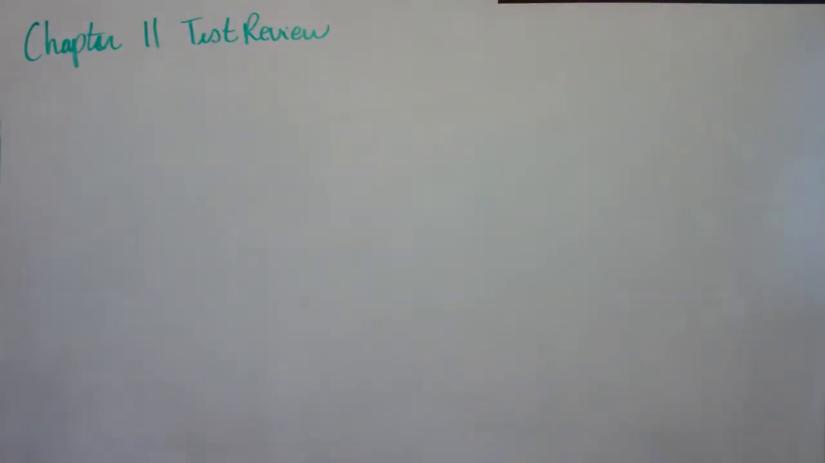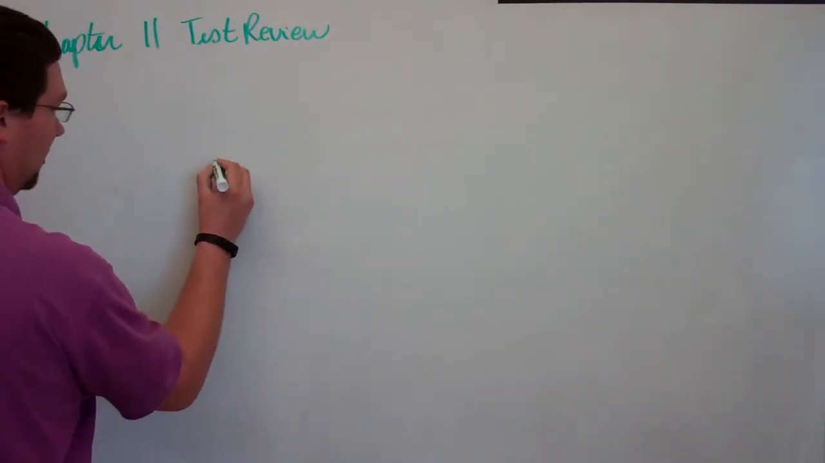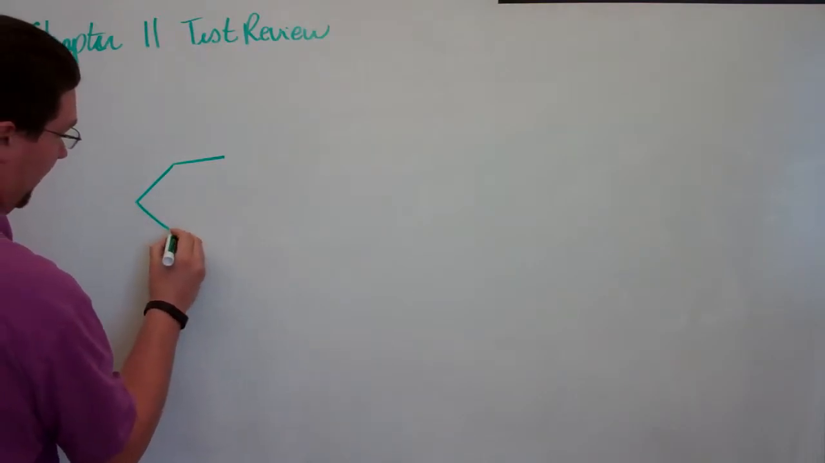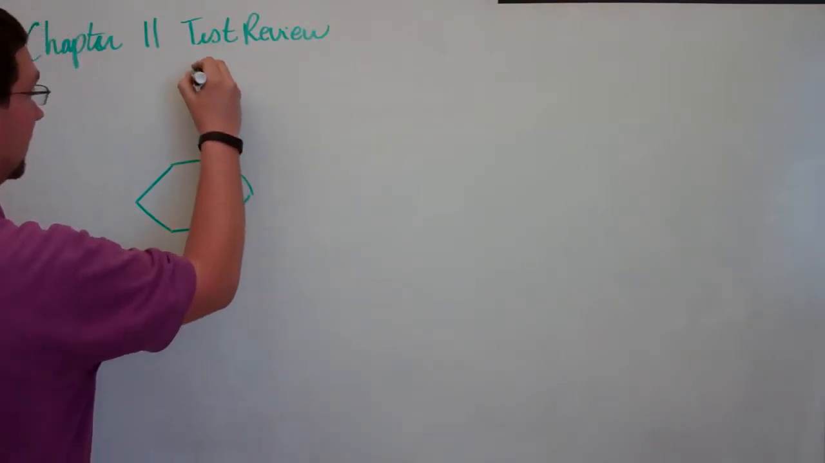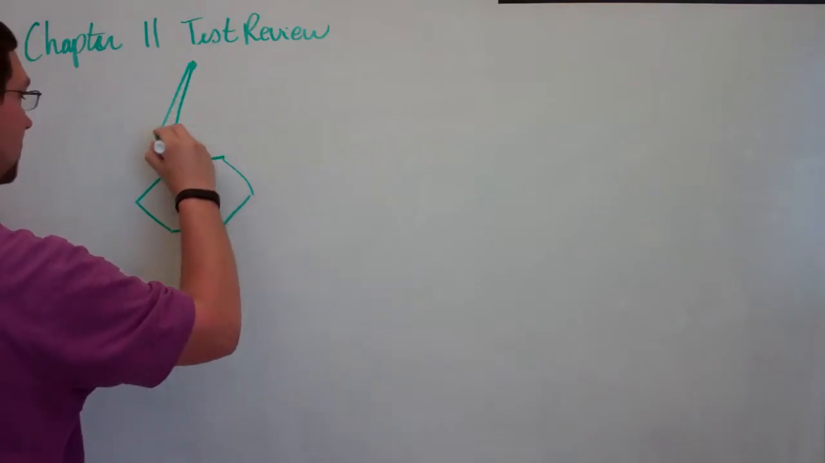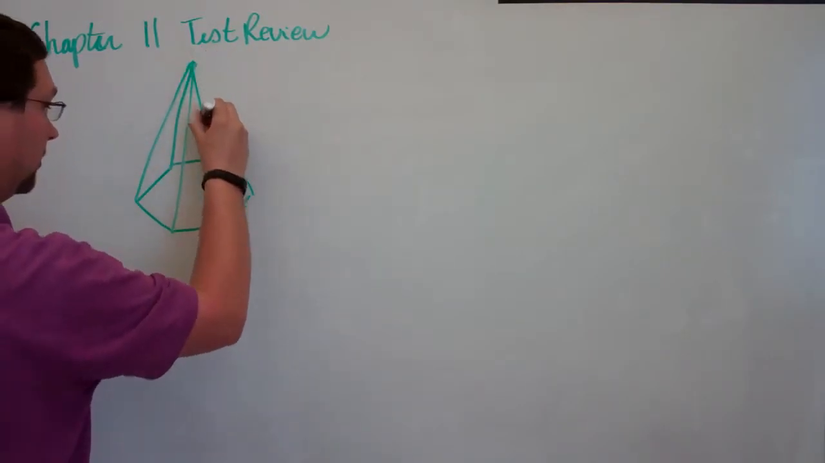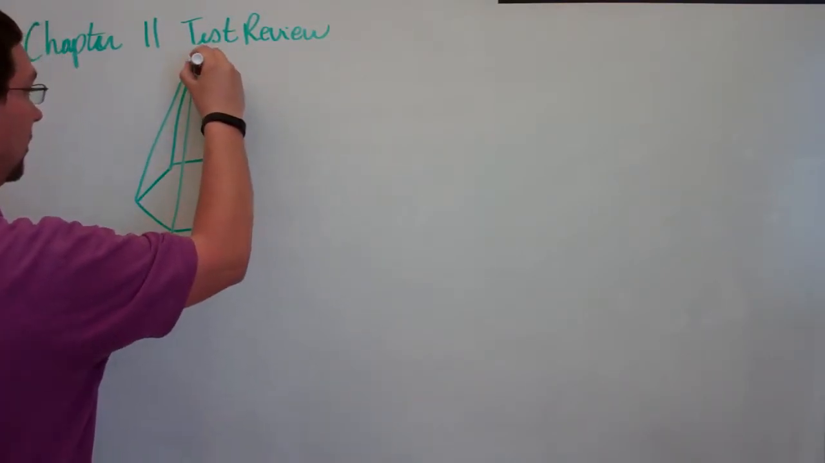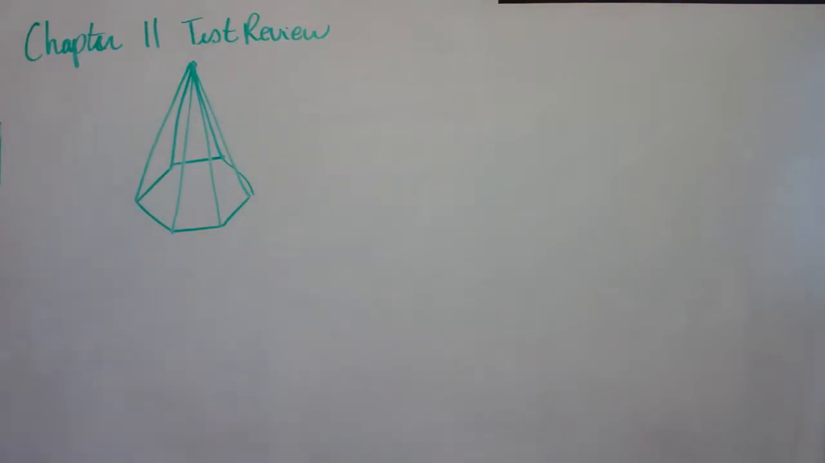It says the net of a polyhedron contains 6 triangles and a hexagon. Well, what does it sound like the base of that figure is? Since we have 6 triangles and only 1 hexagon, I would say the hexagon is the base. So 1, 2, 3, 4, 5, 6. Now your 6 triangles: there's 1, 2, 3, 4, 5, and 6. Okay? So, this is 15.